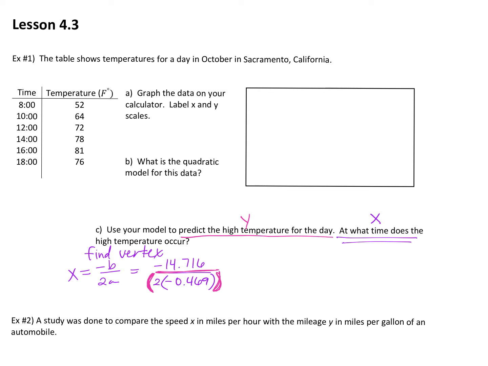When you plug that into your calculator, so negative 14.716 divided by parentheses 2, another parentheses, negative 0.469, and then you don't even have to finish your parentheses off, but you have to start them both. Hit enter. You get 15.689. Okay, now.